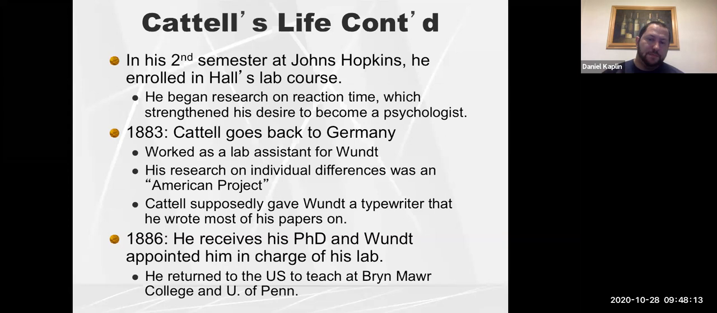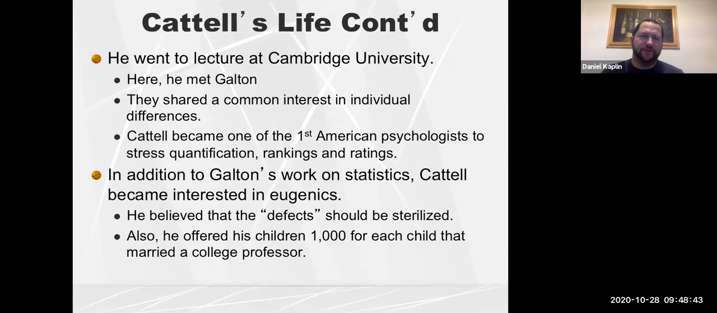Now, keep the University of Pennsylvania, that university's name there too, because in early New York psychology, I guess the first two presidents of the New York State Psychological Association were from the University of Pennsylvania. So it's interesting how we had to import our talent in the beginning because it was such a small field. So he goes on to lecture at Cambridge University. He meets Galton there, and all of a sudden he becomes interested in quantifying things like stress, developing rating scales and ranking scales.